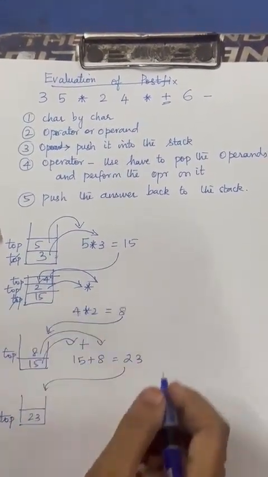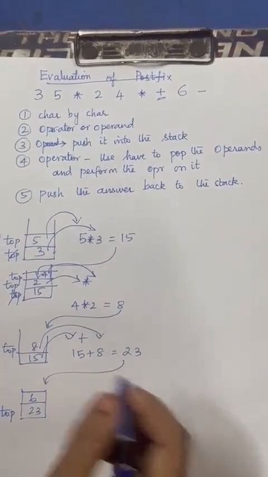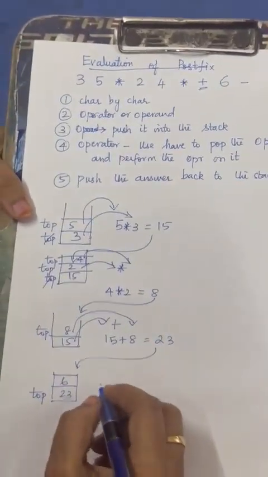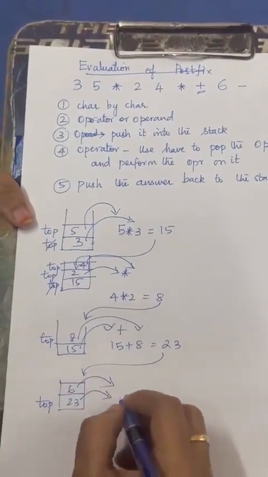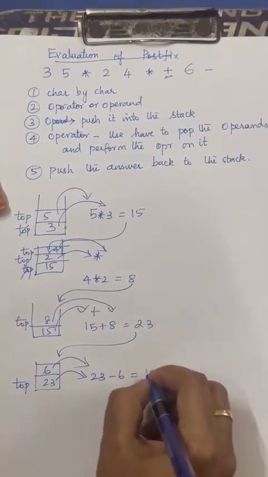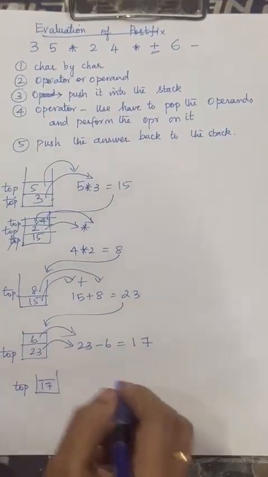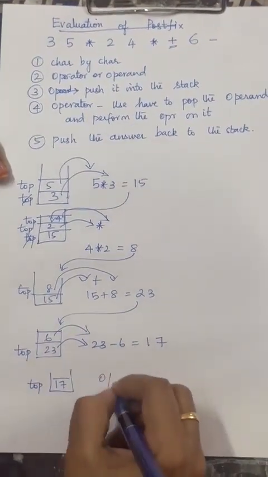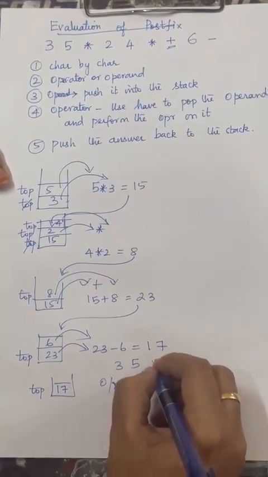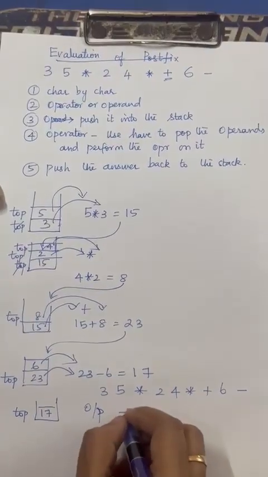Now I'm going to read the next one, which is 6. 6 is an operand, so I'm going to push it inside. Now I have to read the next character, which is minus, an operator. So I have to pop the elements and perform minus. It is 23 minus 6, which is 17. So the final answer is 17, which is again pushed into the stack. The final output for the postfix expression 3, 5, star, 2, 4, star, plus, 6, minus is 17.